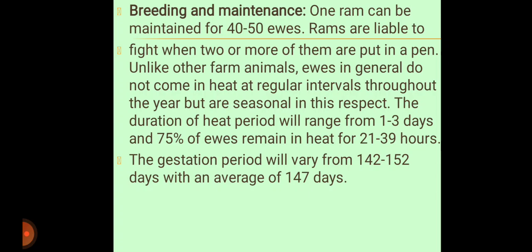The duration of heat period will range from 1 to 3 days and 75% of ewes remain in heat for 21 to 39 hours. The gestation period will vary from 142 to 152 days, with an average of 147 days.